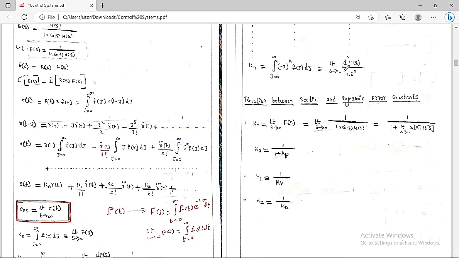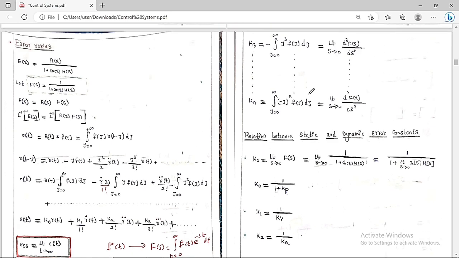So this is the relation that you always have to keep in your mind. Now the relation between the static and the dynamic error constants. The previous concept is called static error constants, and this one is called the dynamic error constants.